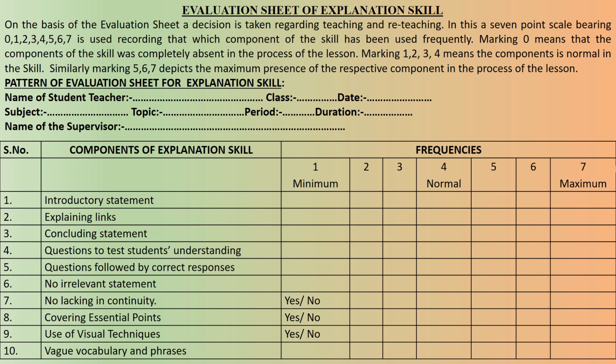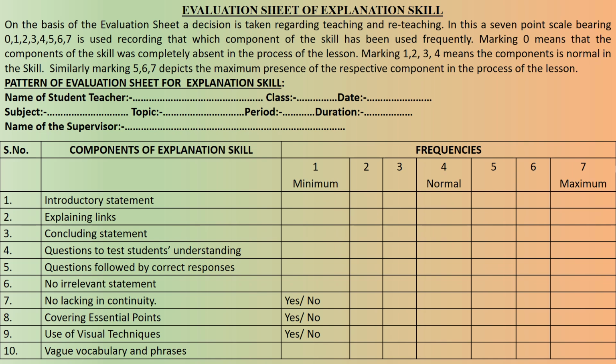After the observation schedule for explanation skill in micro teaching, the next is the evaluation sheet. On the basis of the evaluation sheet, a decision is taken regarding teaching and reteaching. In this, a 7-point scale is prepared bearing 1, 2, 3, 4, 5, 6 and 7 for recording which components of the skill have been used frequently.